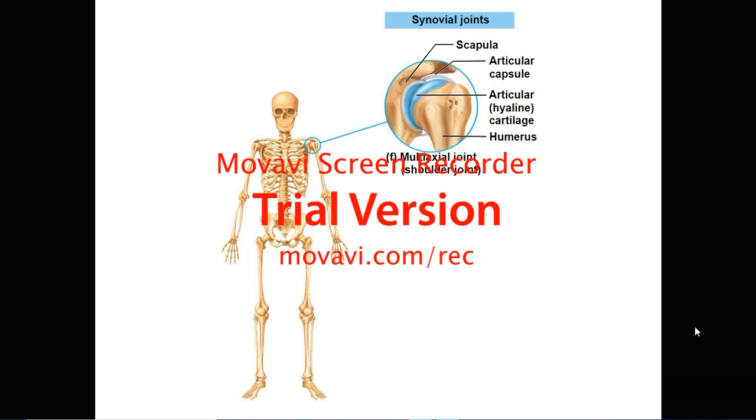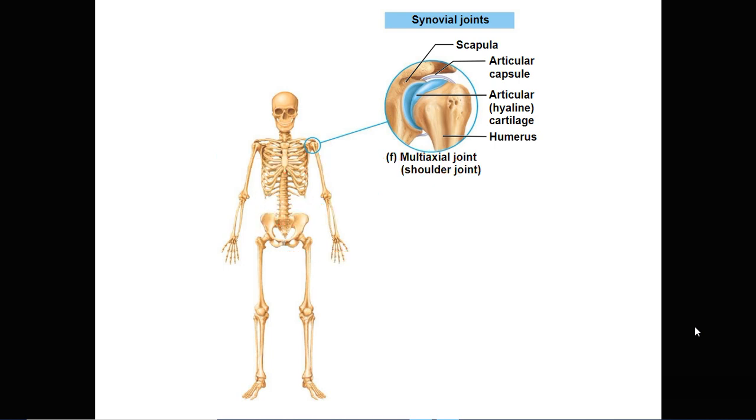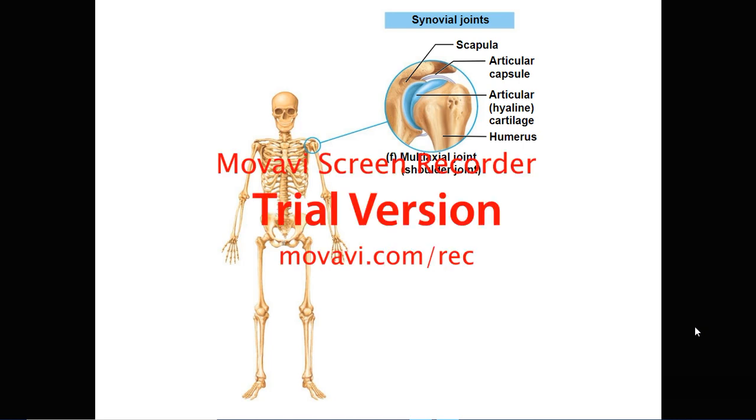In this ball and socket, multi-axial joint, you can also see the articular cartilage, which is made out of hyaline cartilage. And you can also see the articular capsule. Again, this is just showing you the location of different places synovial joints are found.